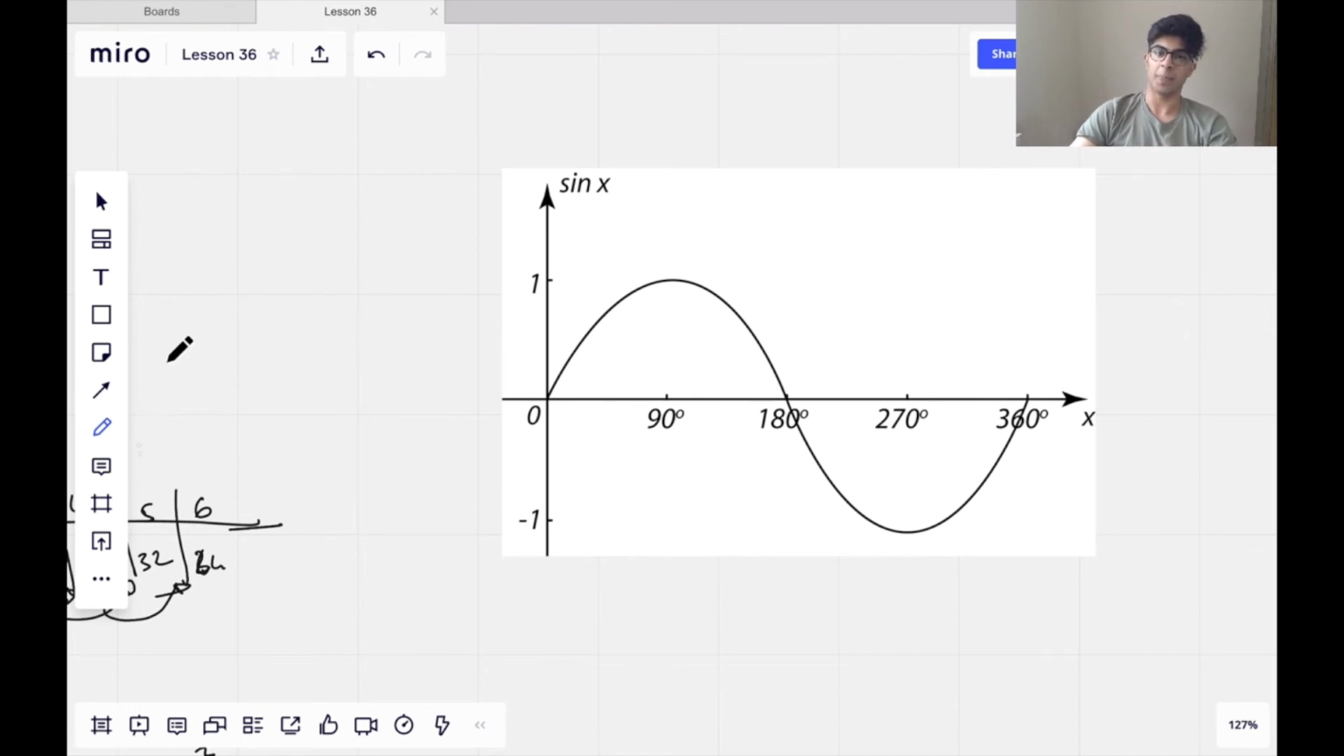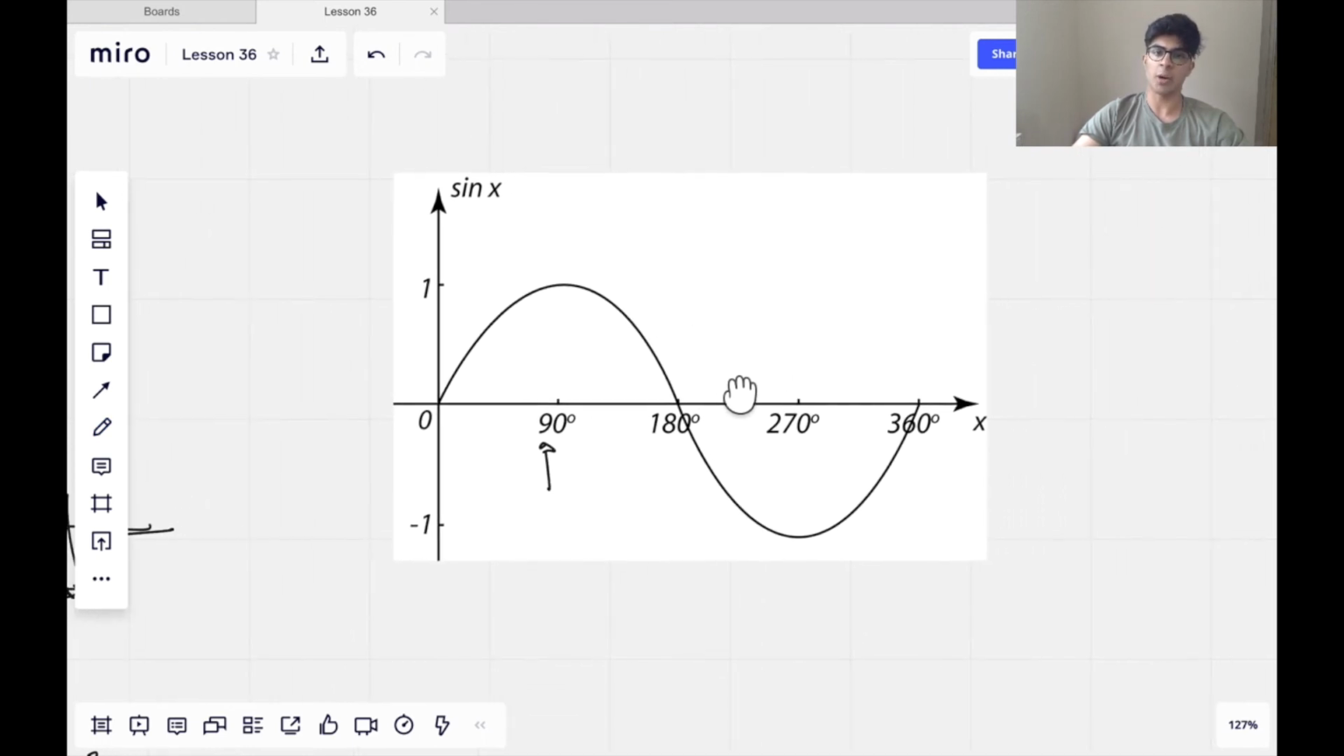This is what we call a sine graph, sine of x, and it looks like this. I'm sure you've noticed that the x-axis is actually in degrees, not 1, 2, 3, 4 as we usually had it. That's because we use sine for things like circles and triangles.